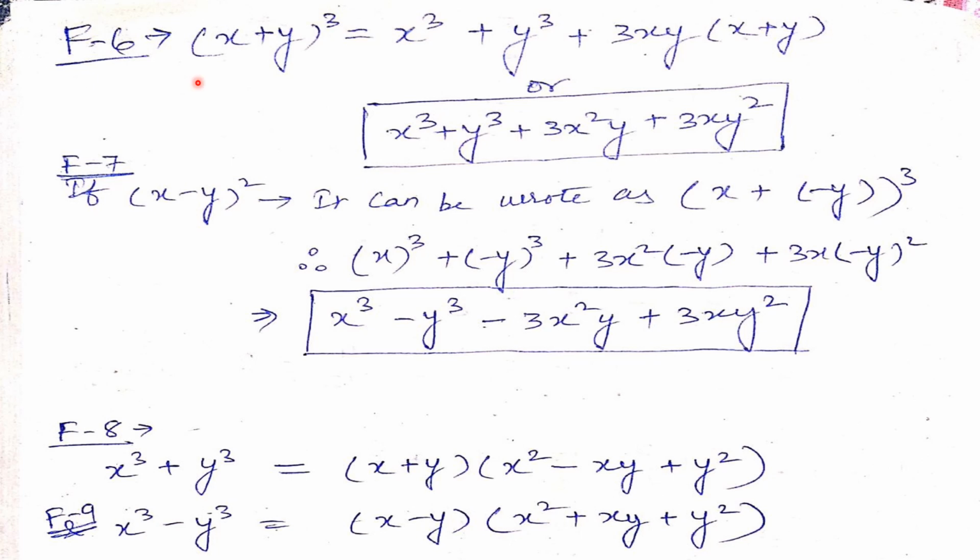Formula number 6, (x + y) whole cube. The formula is x³ + y³ + 3xy(x + y). If you want to verify this, you can verify very easily, or you can find the formula on your own. How? It is (x + y) whole cube. That means it is (x + y) into (x + y) into (x + y). If you solve these three multiplications, you will get this only.